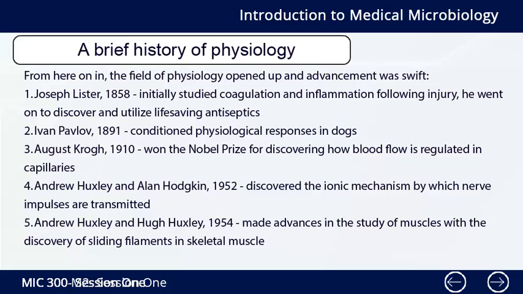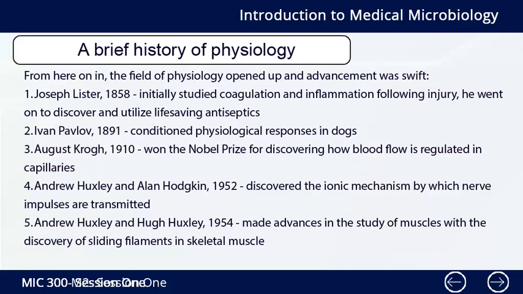Firstly, Joseph Lister in 1858 initially studied coagulation and inflammation following injury. He went on to discover and utilize life-saving antiseptics. Number 2, Ivan Pavlov in 1891 conditioned physiological responses in dogs. Number 3, August Krogh, 1910, won the Nobel Prize for discovering how blood flow is regulated in capillaries.